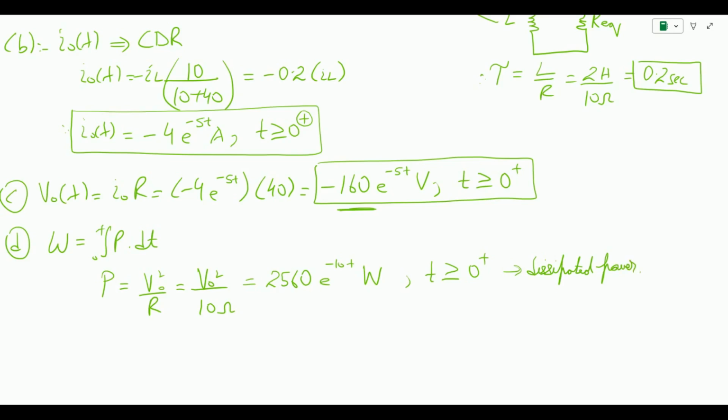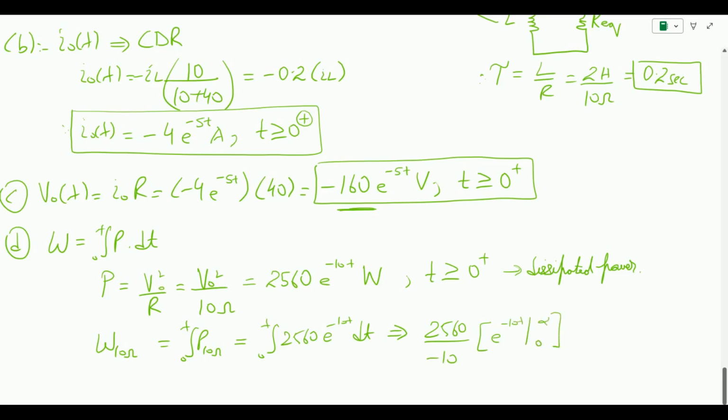And finally, in order to find the energy across the 10 ohm, we are just going to integrate the power across the 10 ohm, which is going to be the integral from 0 to t of 2560 e raised to power minus 10t dt, and it comes out to be 2560 over minus 10, and the integral will be e raised to power minus 10t from 0 to infinity, and then it comes out to be 256 joules.